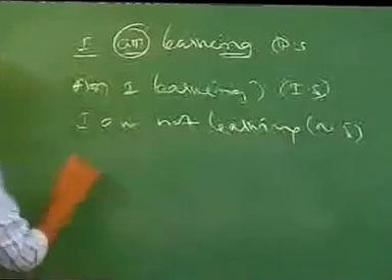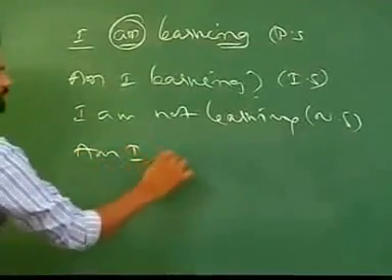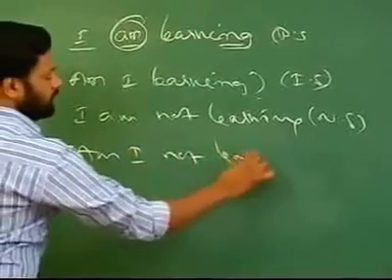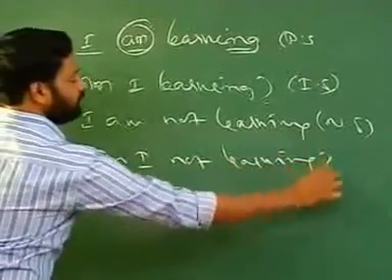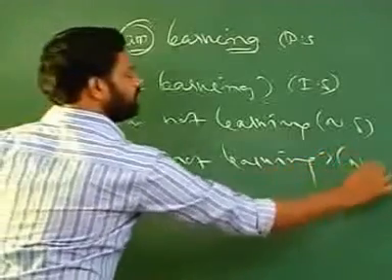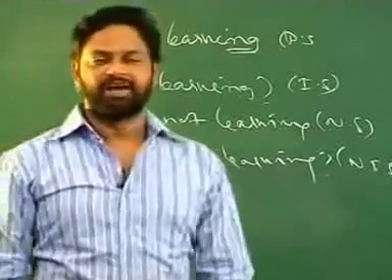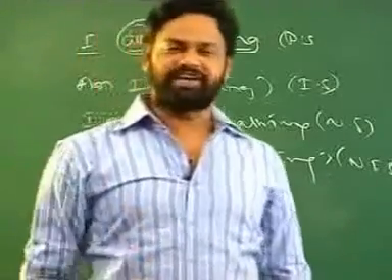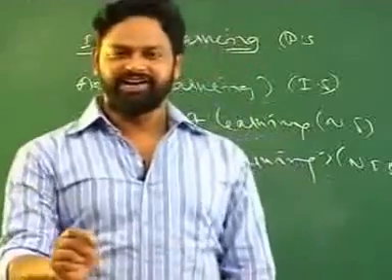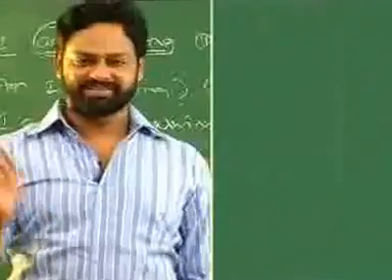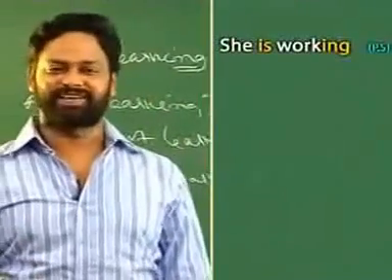NS. And just say, am I not learning? Am I not learning? So this is a negative interrogative sentence. Now you know well how to say sentences with this. For example, you have to say she is working. Just say, she is working. She is working.